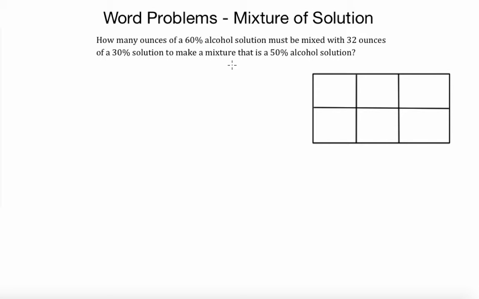Welcome to a video tutorial working our way through algebra word problems. In particular, we're doing a mixture of a solution problem. All right, so let's take a look at our problem.